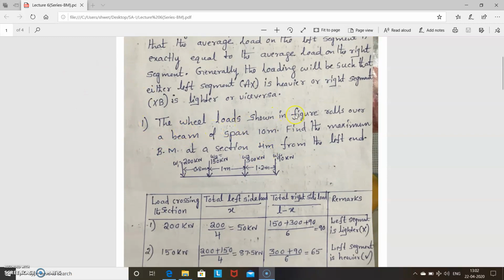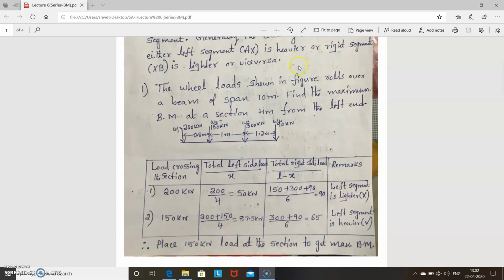The wheel loads shown in the figure roll over a beam of span 10 meter. Find the maximum bending moment at a given section 4 meter from the left end. So this is the problem given, with a span of 10 meter and the section at a distance of 4 meter from the left end. First you have to see which load you have to place at the section to get the maximum bending moment.